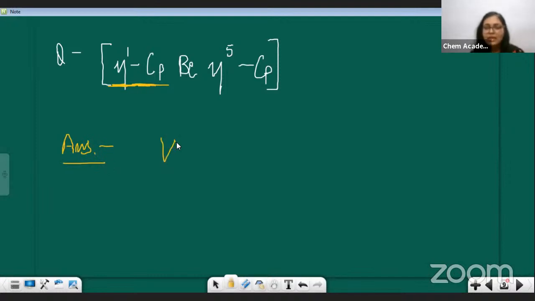So, calculating the VEC for this, eta has been given 1 for Cp, so 1 plus. For beryllium, the contribution is going to be 2. The valence electrons are 2. All right, so we will take 2. And the eta for this Cp has been given as 5. So the valence electron count is coming out to be 8. Will this be stable or not? Please tell me, will this be stable or not?